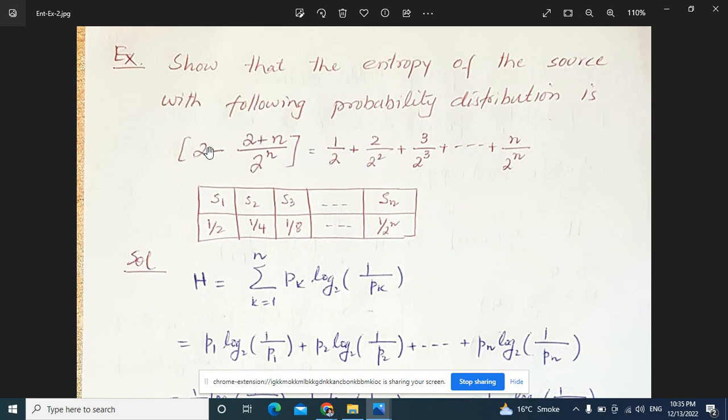So this is basically a power series, and we know the formula. If we open the power series formula, the answer is 1 by 2 plus 2 by 2 squared plus 3 by 2 raised to power 3 plus and so on, plus n by 2 raised to power n. So if you calculate the entropy of this distribution, the answer should look like that.